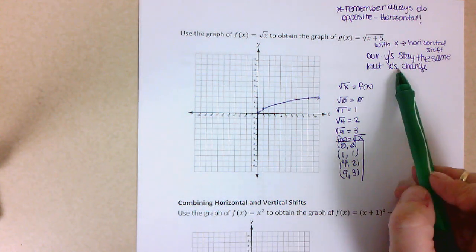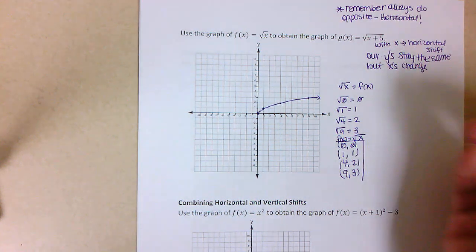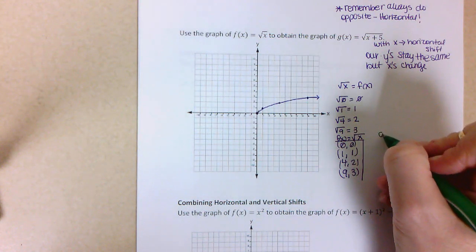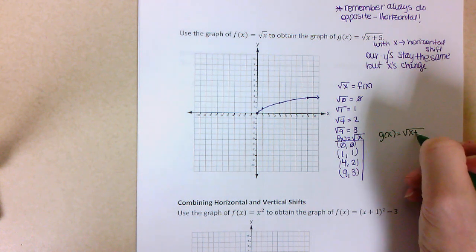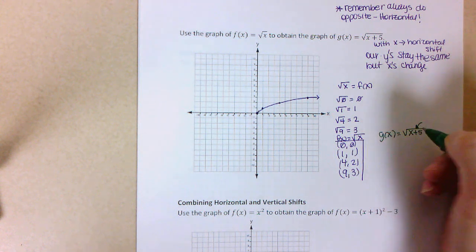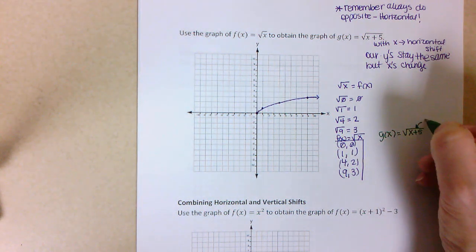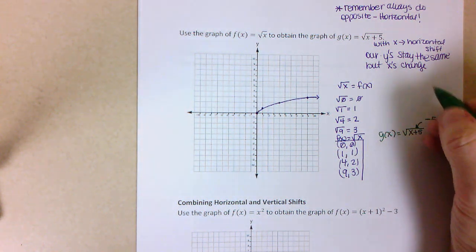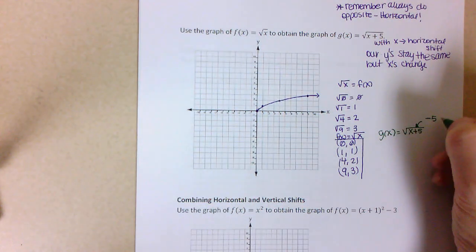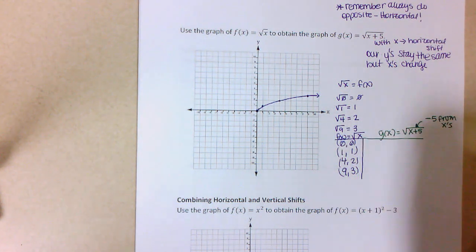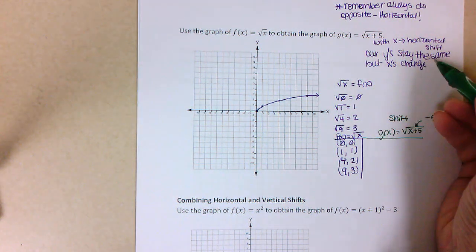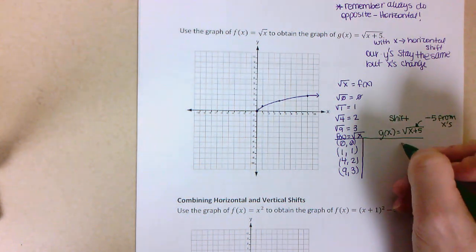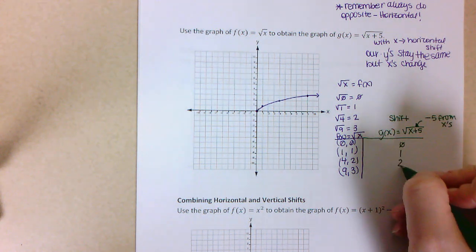Now we know that our x's change, so we could copy and paste our y's. So this is going to be our g of x equals square root of x plus 5. Since this says plus 5 and we know we're going to do the opposite, that means we're going to subtract 5. What's changing? Our x's. Okay. And this is our shift. So we could copy and paste our y's. So let's do that. 0, 1, 2, and 3.